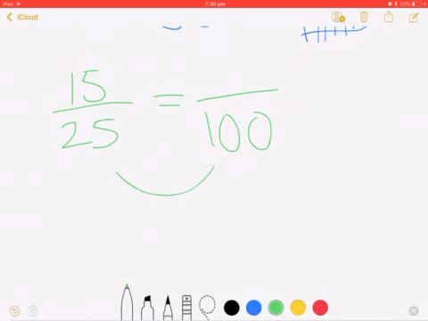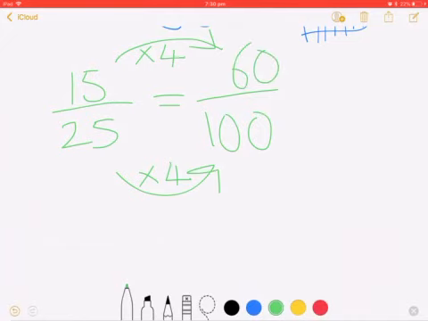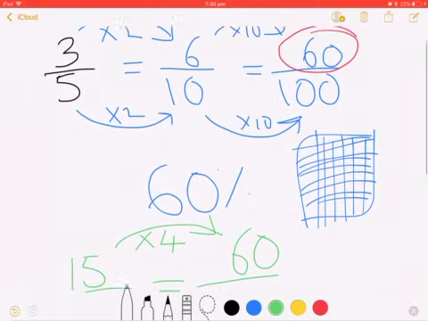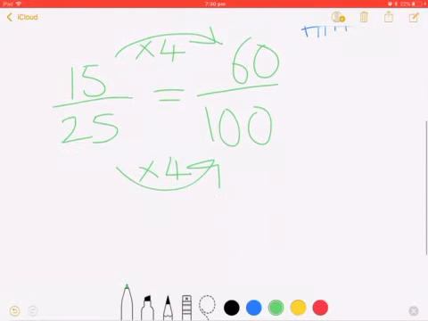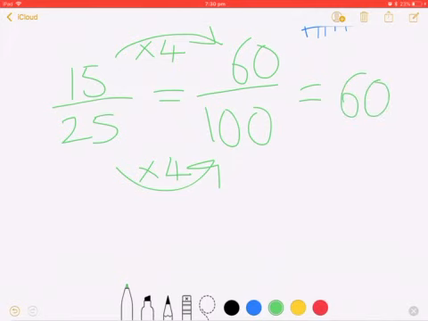So what do I times 25 by to get to 100? I times it by 4. So I need to times 15 by 4. 15 times 2 is 30, 30 doubled is 60. 60%. Who would have thought it? Okay, so that one's also 60% because it's out of 100, so it's percent, 60%.